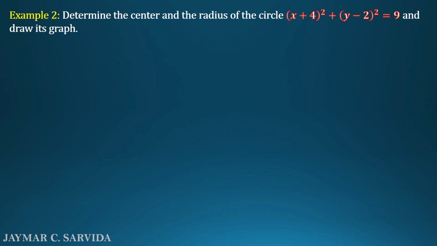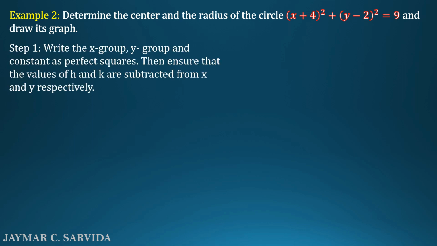In example number 2, determine the center and the radius of the circle given the quantity of x plus 4 squared plus quantity of y minus 2 squared equals 9, and draw its graph. Step 1: write the x group, y group, and constant as perfect squares. Then ensure that the values of h and k are subtracted from x and y respectively.